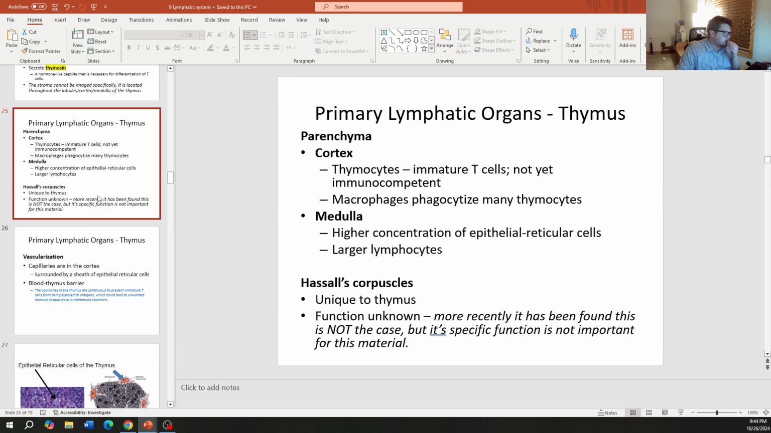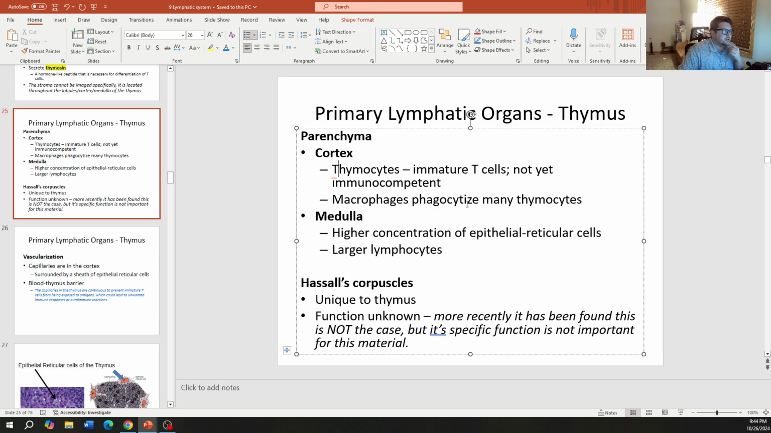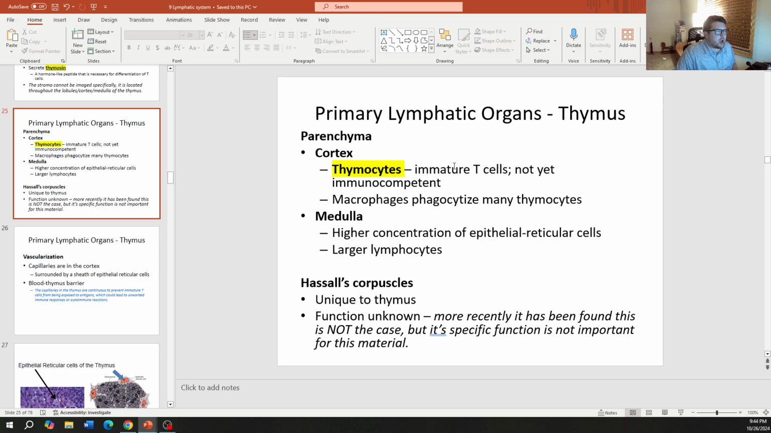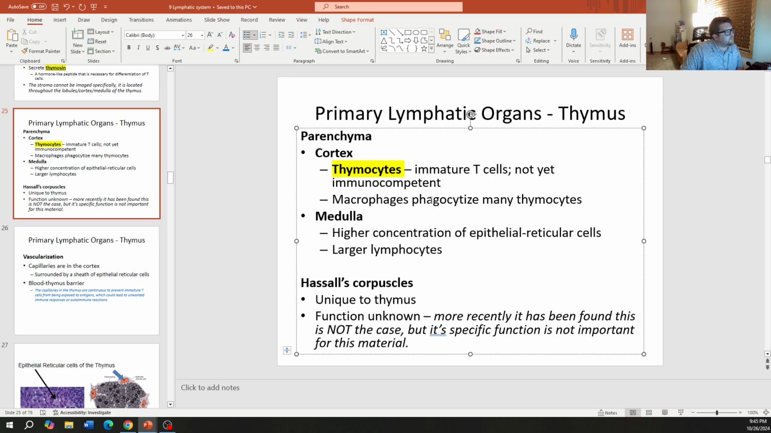Okay, so within the thymus, we have a cortex and we have a medulla. On the cortex, the outer portion, we have thymocytes. Thymocytes are our immature T cells. Remember, T cells, I'm going to keep saying this many, many times, they are produced where? In the bone through hematopoiesis. They travel through the blood, and then they travel through the lymph in order to get to the thymus. And then they mature in the thymus. The T cells mature in the thymus.